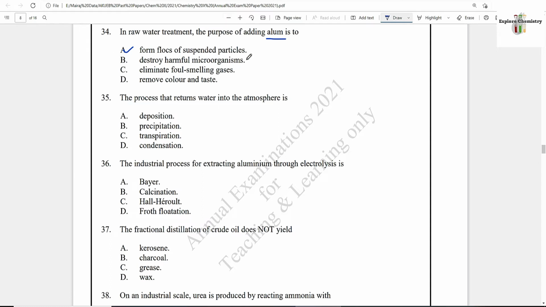Destroys harmful microorganisms. This is done by chlorine. Eliminate foul smelling gases. This is done by charcoal. Remove color and taste. This is also done by charcoal.